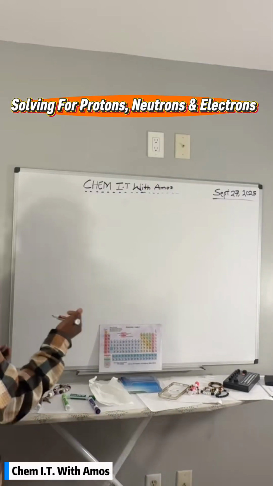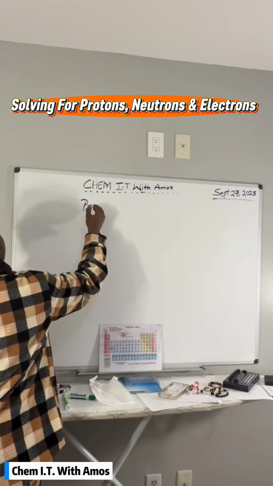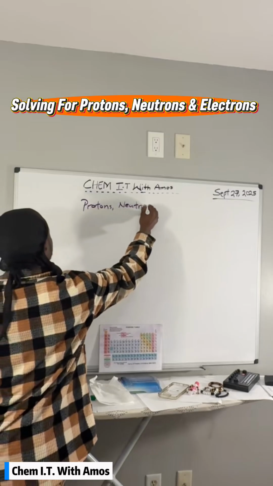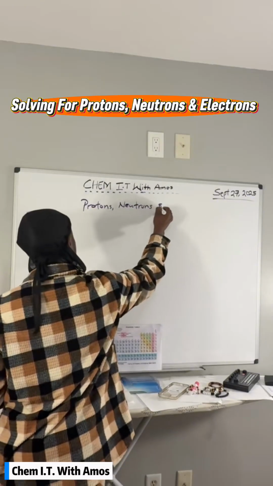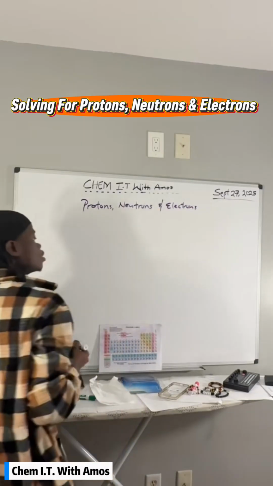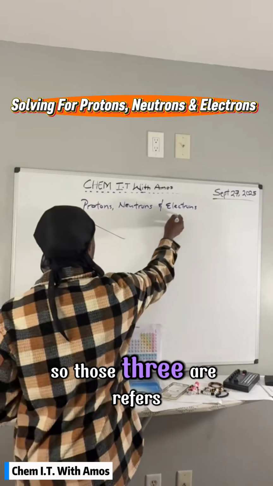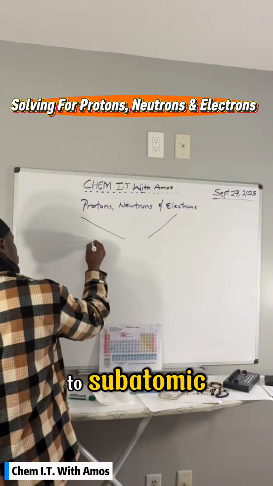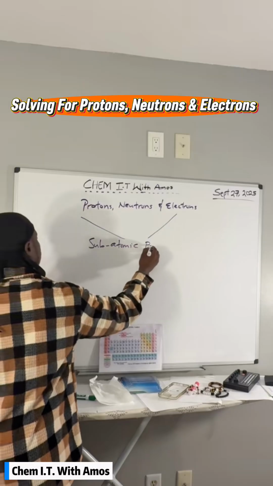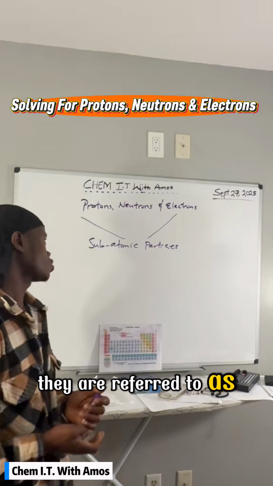So we are going to look at them as protons, neutrons, and electrons. We are going to look at those three subatomic particles. Those three refer to subatomic particles.